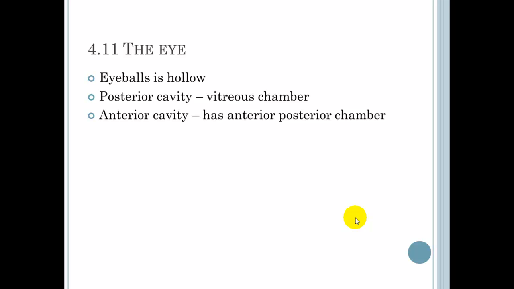4.11, the eyeball is hollow, and you have essentially two cavities in this. You have a posterior cavity, which houses the vitreous chamber, and you have an anterior cavity. In the anterior cavity, you have actually two cavities. So again, the eyeball, I'll kind of draw it on here. Then you have a front portion of this, or anterior cavity, and this anterior cavity actually has two more cavities in it, an anterior and posterior chamber.